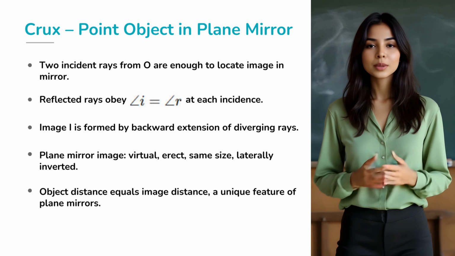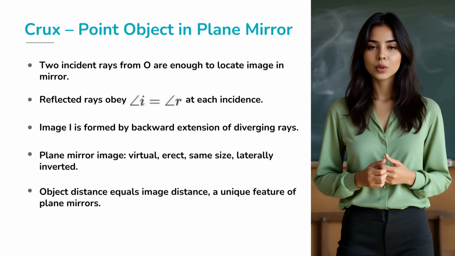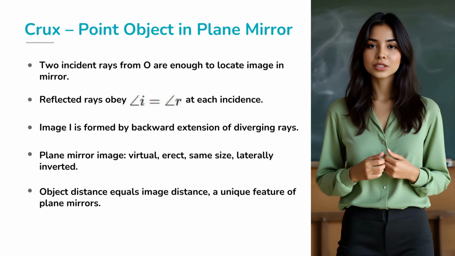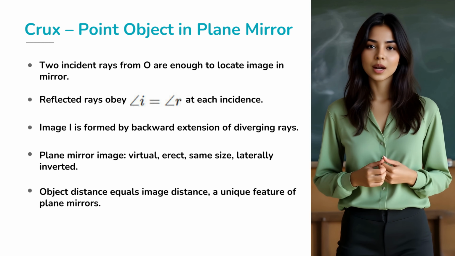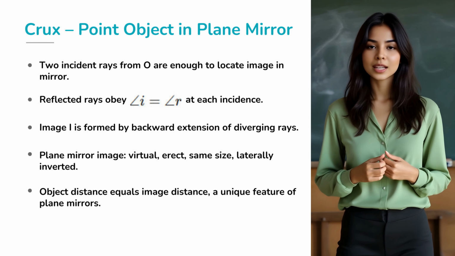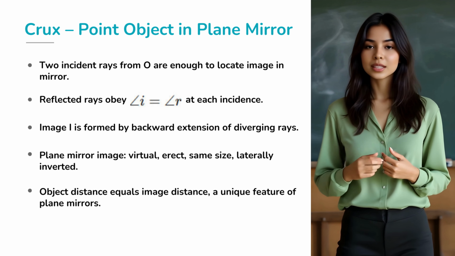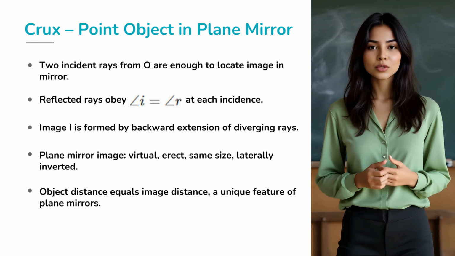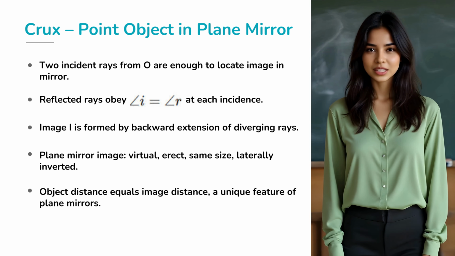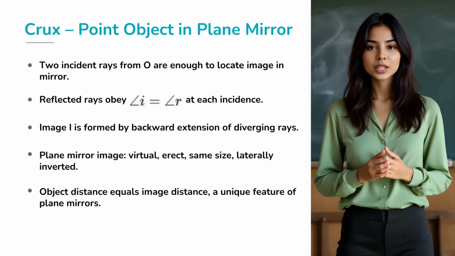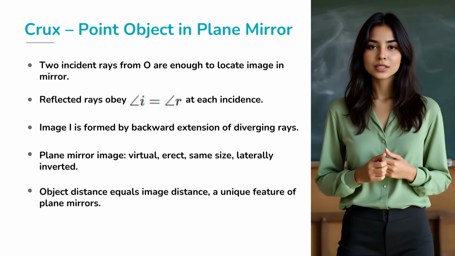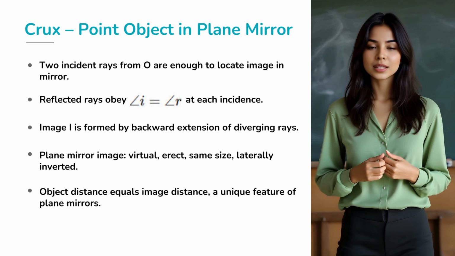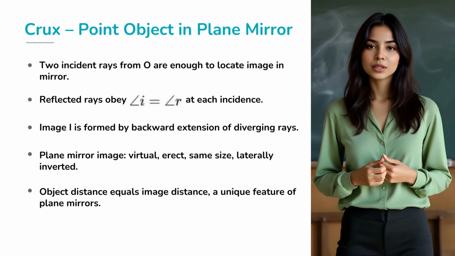So, let's wrap it up neatly. A point object in front of a plane mirror sends rays in all directions. Take two rays, apply the reflection laws, extend them backward, and you locate the image behind the mirror. Key takeaways: the image is virtual, erect, and laterally inverted. Object distance equals image distance. And you can never catch this image on a screen, it lives only in the world of perception.